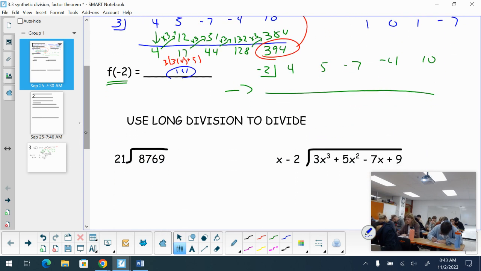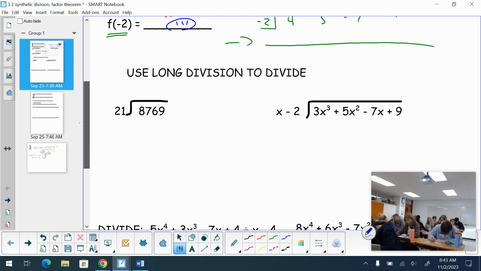All right, we get to venture back to our fond memories of 5th grade mathematics. We don't have a calculator. We want to divide 8,769 by the value of 21. I want to write my remainder as a fraction. So I'm taking 21 into 8769, and I want to write my remainder as a fraction. Go ahead.